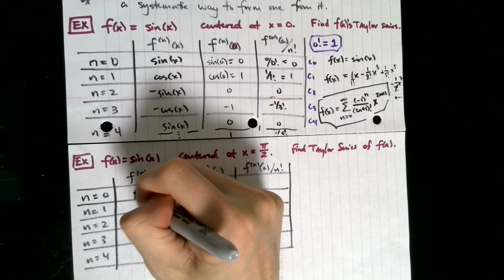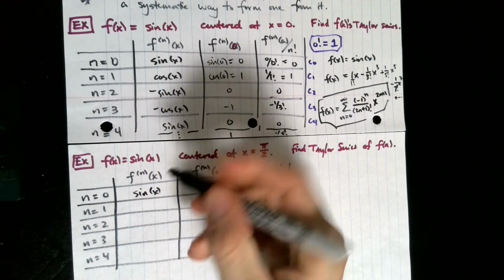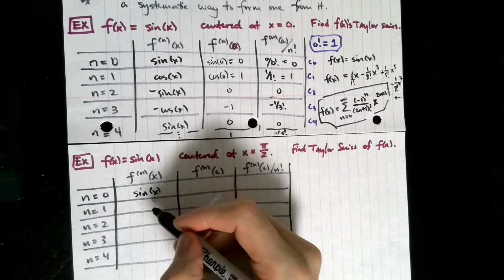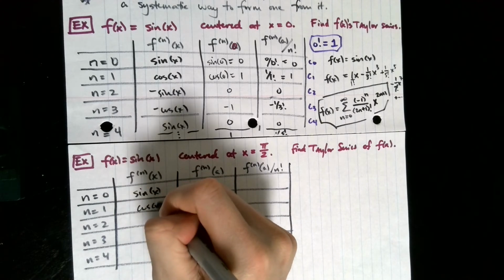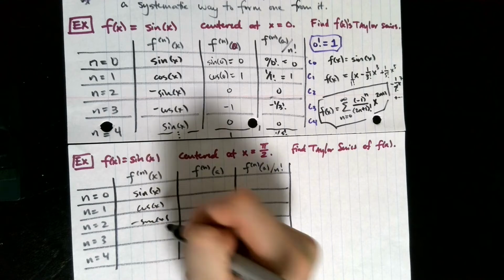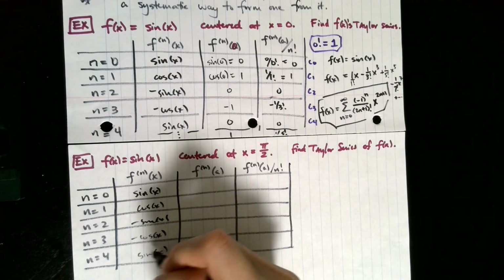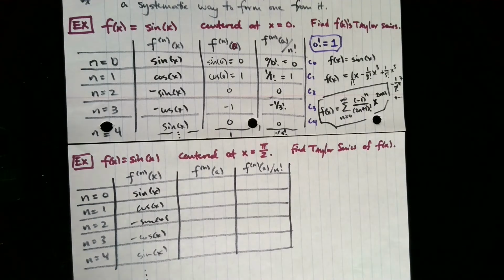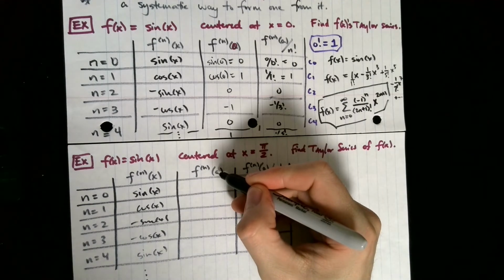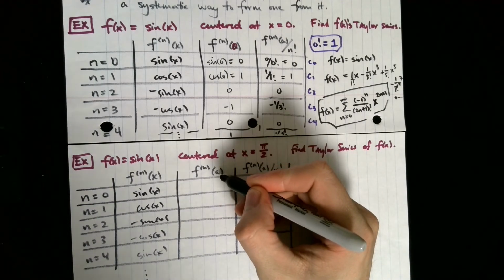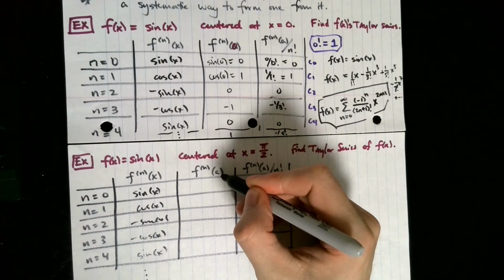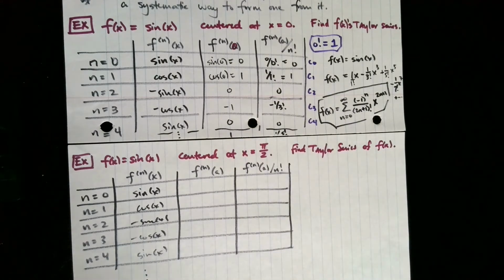Well, let's run the numbers. We know what the zeroth derivative of our function is. That's taking no derivatives. The first derivative, cosine, negative sine, negative cosine, positive sine, and then we recycle, right? We've seen this happen. Now, here we plug in a, which is our center, which is not 0 in this case, but rather pi over 2.